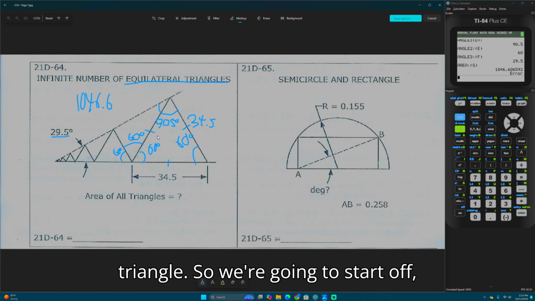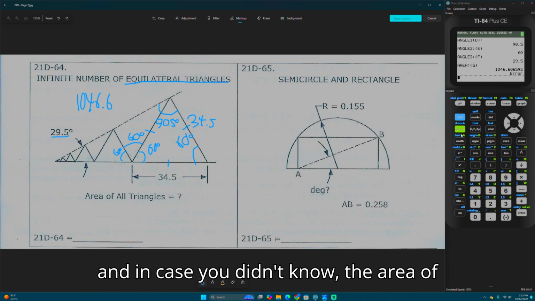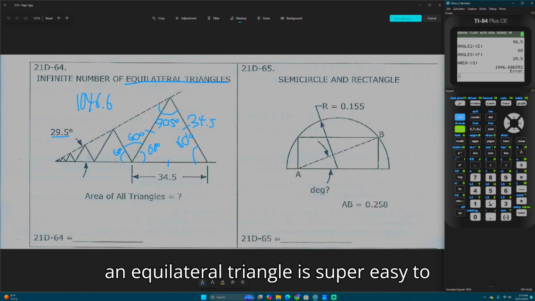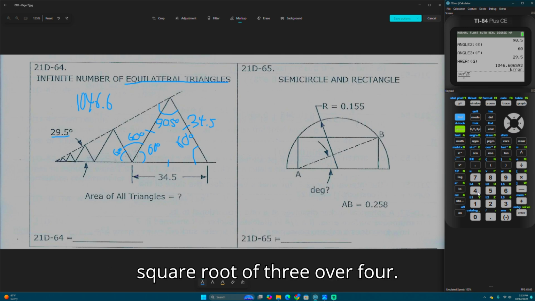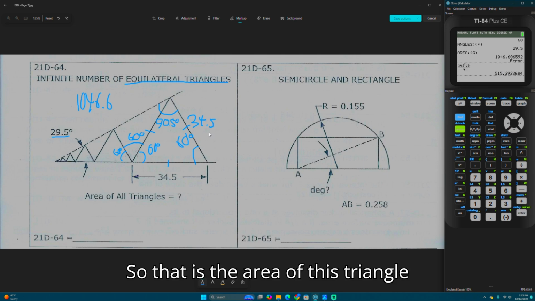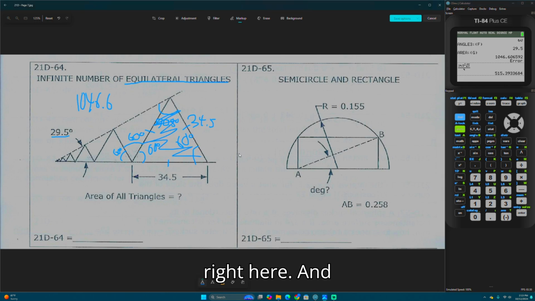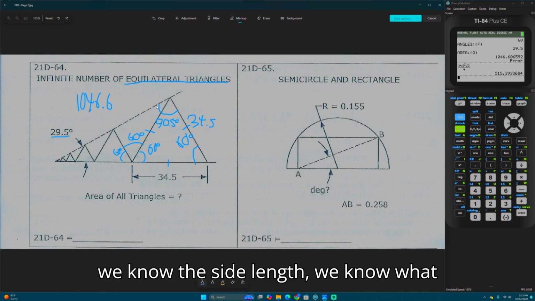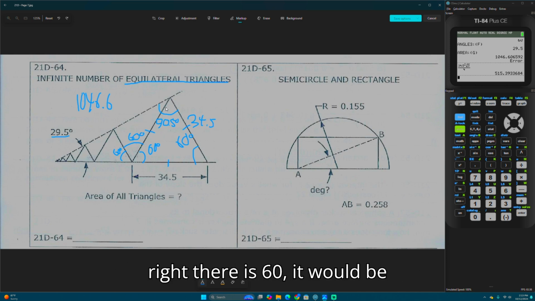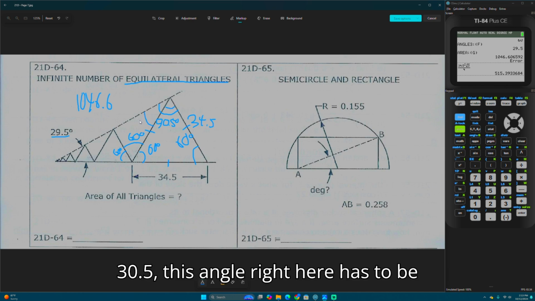So we're going to start off, in case you didn't know, the area of an equilateral triangle is super easy to find. It's just the side length of the equilateral triangle squared times the square root of 3 over 4. So that is the area of this triangle right here, right? And then you could look at this triangle, right? And we know side length. We know what this angle must be, since that angle right there is 60. It would be 30.5. This angle right here has to be 30.5.